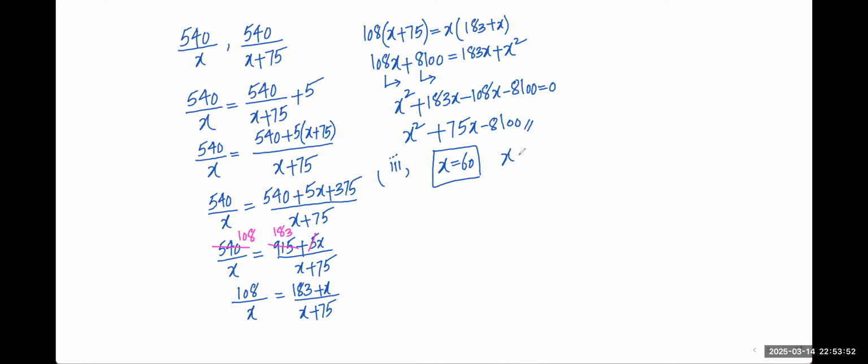Another value of x is negative, but I'm not considering the negative because a negative product is not possible. And x plus 75 means 60 plus 75, which is equal to 135. So it means the cost of the pens is 60 dollars, and so not 60, 540 divided by 60 is $9. Similarly, the cost of the buns is 135. That's the required answer. That's it.